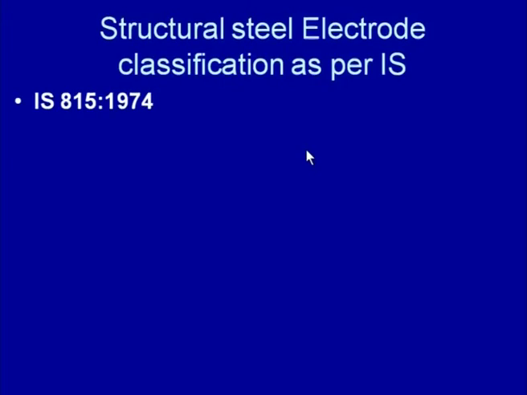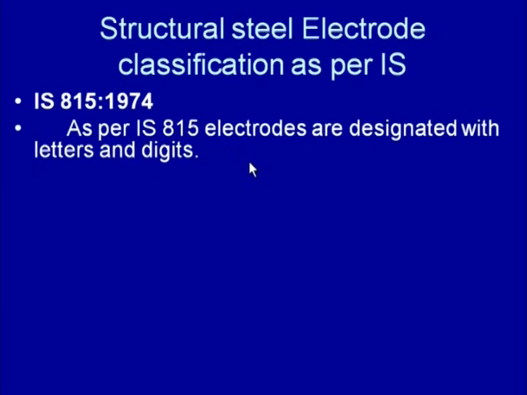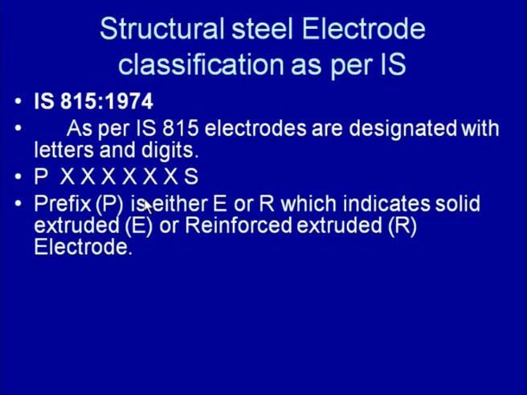Now, these electrodes need to be classified, so that one can use them effectively and select them properly. So, according to Indian Standard 815-1974, the electrodes can be classified using letters and digits, and it includes one prefix and another suffix. These are not mandatory, and mainly are given by the manufacturers, and apart from these there are 6 letters which are there for a specific purpose.